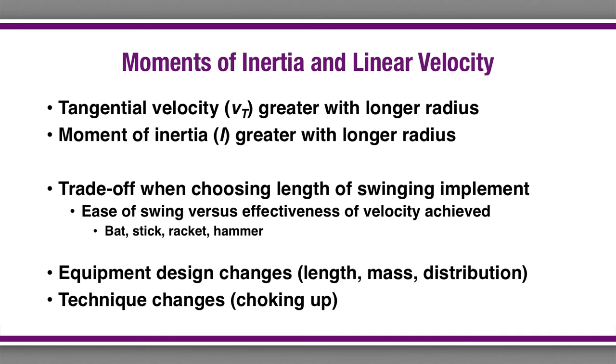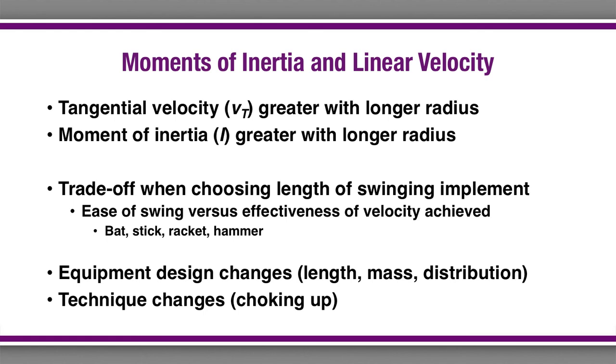So what's interesting though is that with moment of inertia relative to angular motion and linear velocity, there is this trade-off that is experienced, because we know that tangential velocity is greater with a longer radius, but moment of inertia is greater also with a longer radius, meaning that our body's resistance to change is going to be greater, meaning that it's going to slow down, or things are going to be harder.